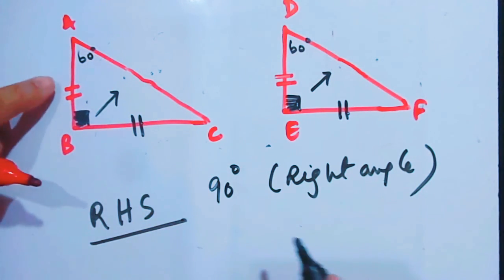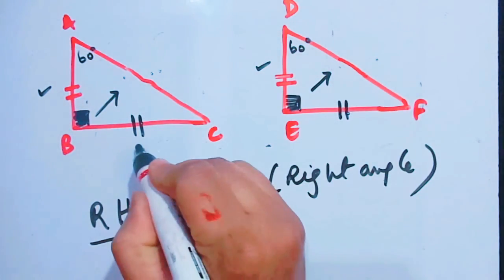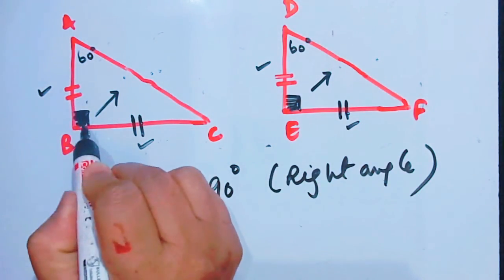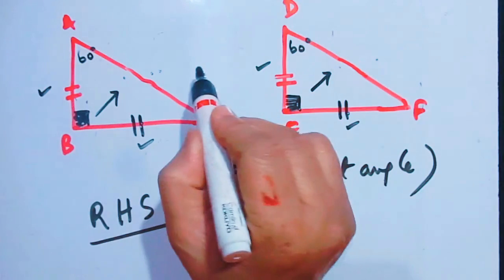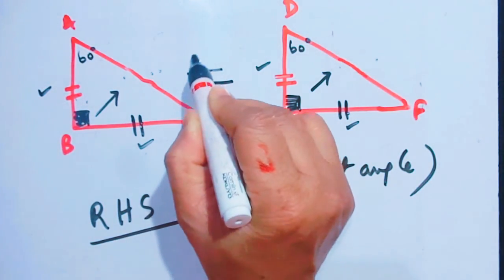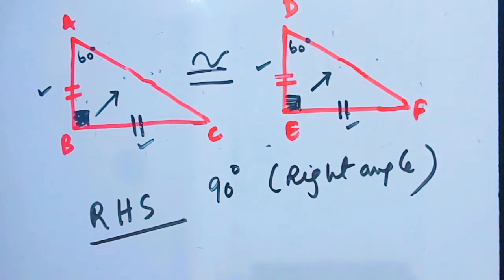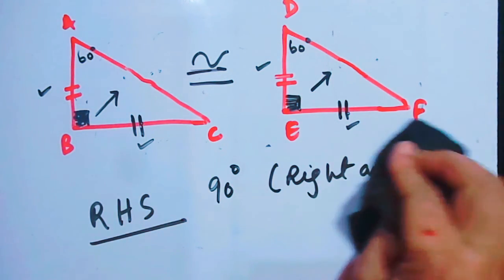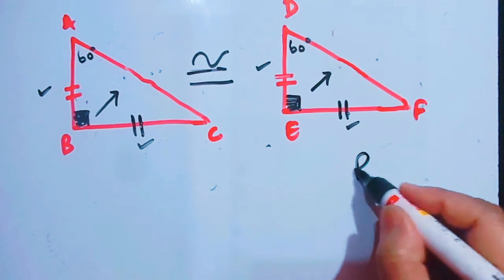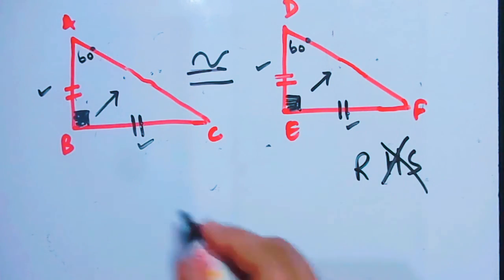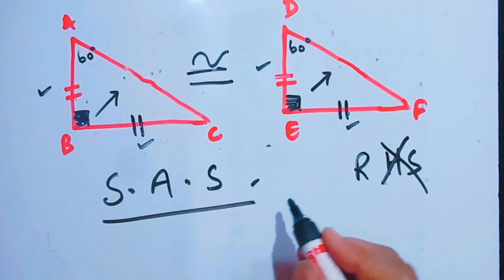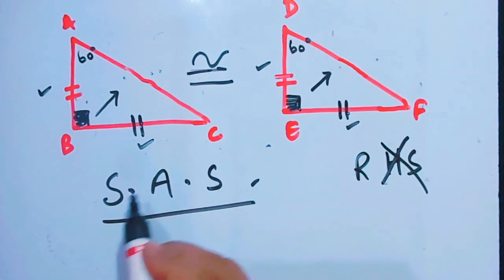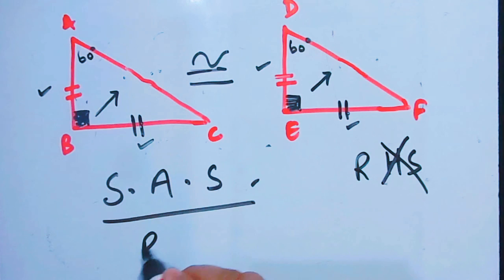Let us check. One side is there, fine. The other side is also there, and one of the angles, which is 90 degrees, is also there, means side, angle, side. So of course these two triangles are congruent. By which respect? Not by RHS, but by side, angle, side. I hope you got the difference between using side, angle, side and right angle, hypotenuse, side.